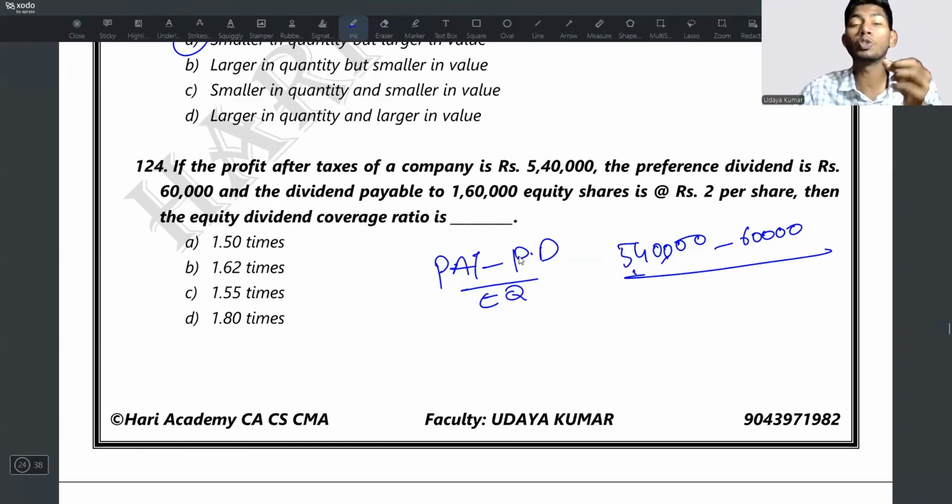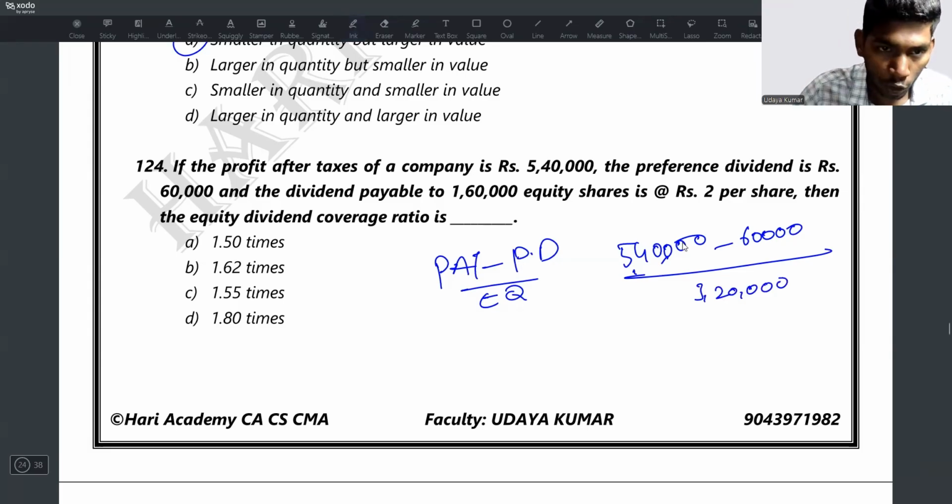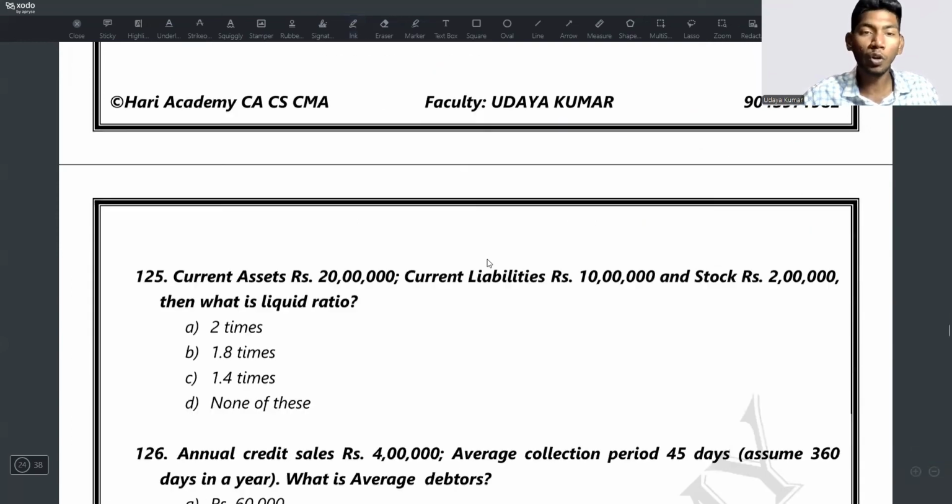The only thing you are supposed to find out is the dividend payable to 1,60,000 equity shares at rupees 2 per share. For 1,60,000 equity shares, the dividend is 2 rupees per share, so the total dividend is nothing but 3,20,000. If you substitute these values, you will get the answer, which is 1.50 times. Okay. So moving to question 125.